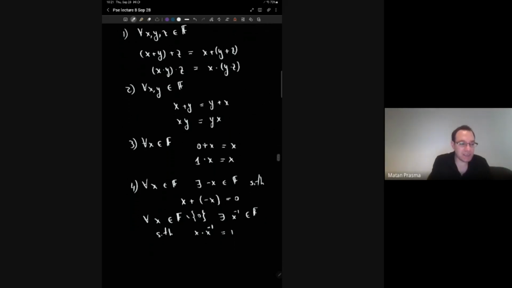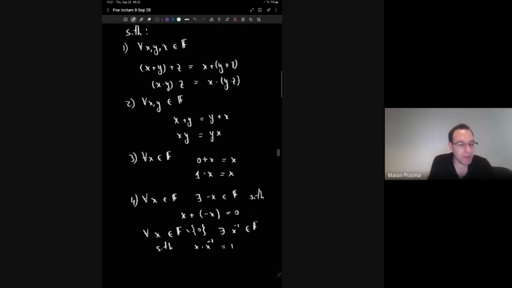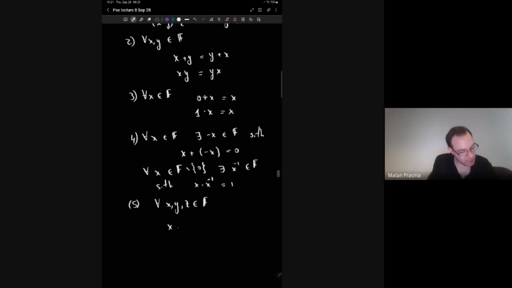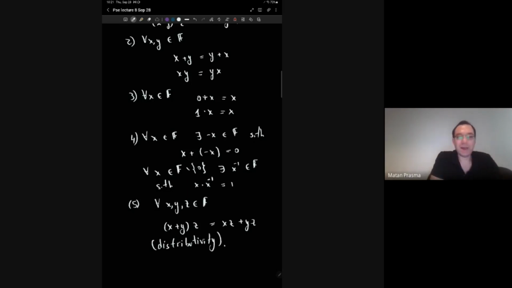And the last axiom tells you the compatibility required from the two operations. I mean, so far, all the axioms can be stated separately for addition and for multiplication. And the fifth one says that for any x, y, and z in F, if you do x plus y and you multiply it by z, you get x times z plus y times z. This is called distributivity sometimes.